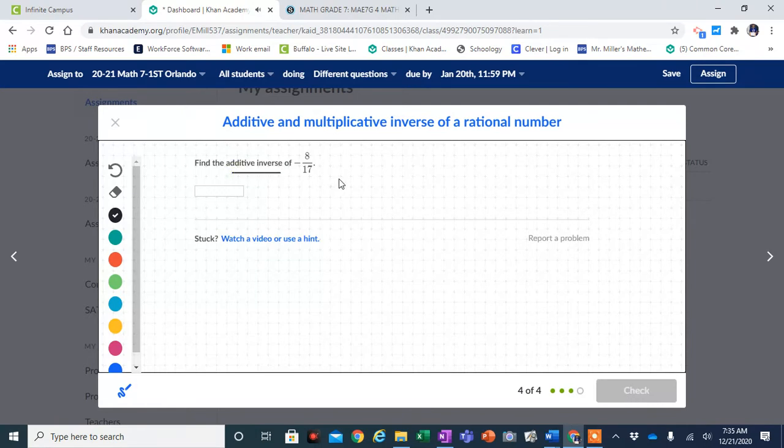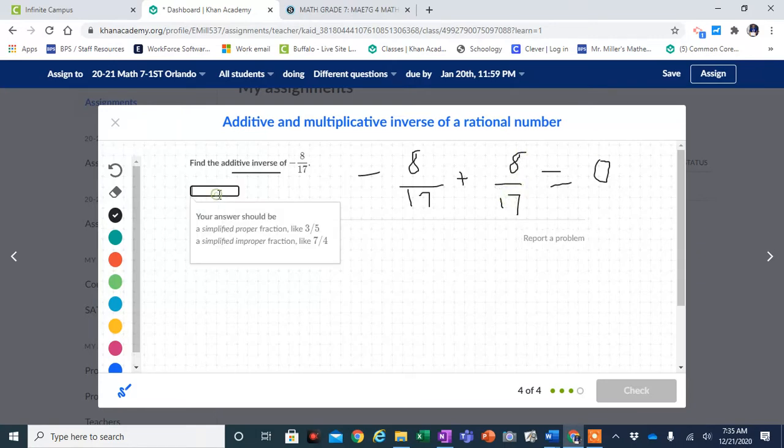Additive inverse. So additive inverse means you're going to take the negative 8 over 17. Then what are you going to add to that in order to get 0? So we would have to add positive 8 over 17.